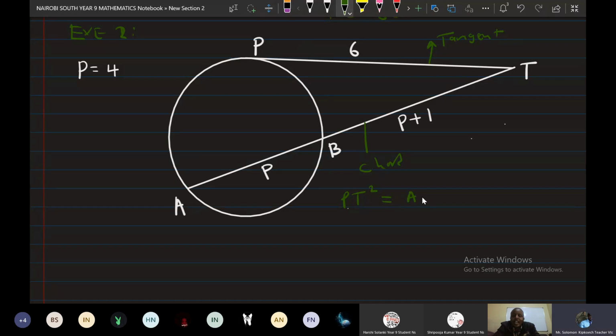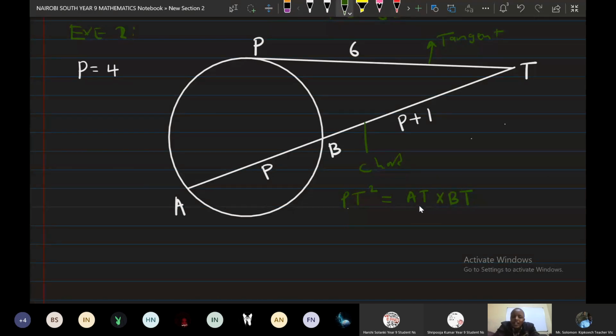AT, the chord is AT, times the part of the chord that lies outside, BT. That is the first thing that you have to do. Identify the 3 things. First of all, the tangent. Then tangent squared equals AT, the whole chord, times the part of that chord that lies outside the circle, which is BT.